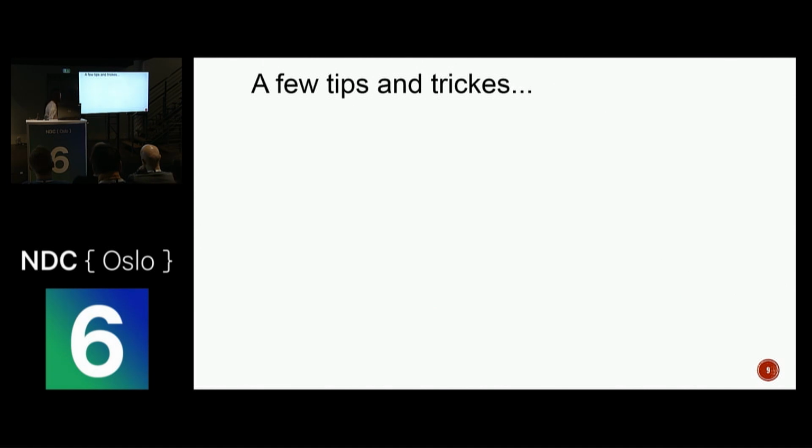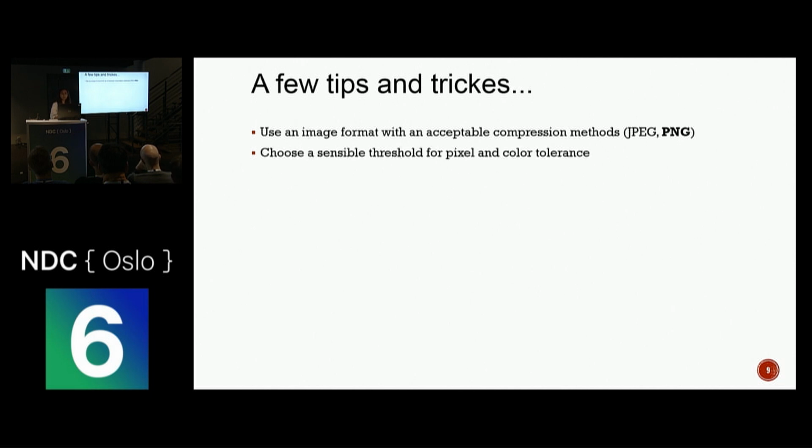And are there any other tips and tricks to make your test even more stable? Yes. Use an image format with an acceptable compression method. In other words, don't use JPEG. JPEG uses a lossy, low-quality compression method and brings this sort of inaccuracy in the compression results. So we skip JPEG and we vote for PNG, and it works really well, actually.